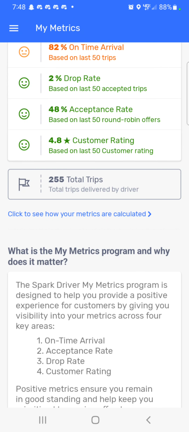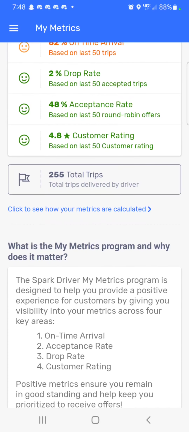4.8 customer rating is a great customer rating. That means one lousy human being probably rated me a 1 or 2 star because they were upset, like I said, over things that are out of our control. So that means all my other customers adored me, of the ones that rate. So it's a rotating 50 customer rating. So maybe 51 or 52 customers have ever rated me over the 100 something trips I did on Spark. Or 255, sorry.